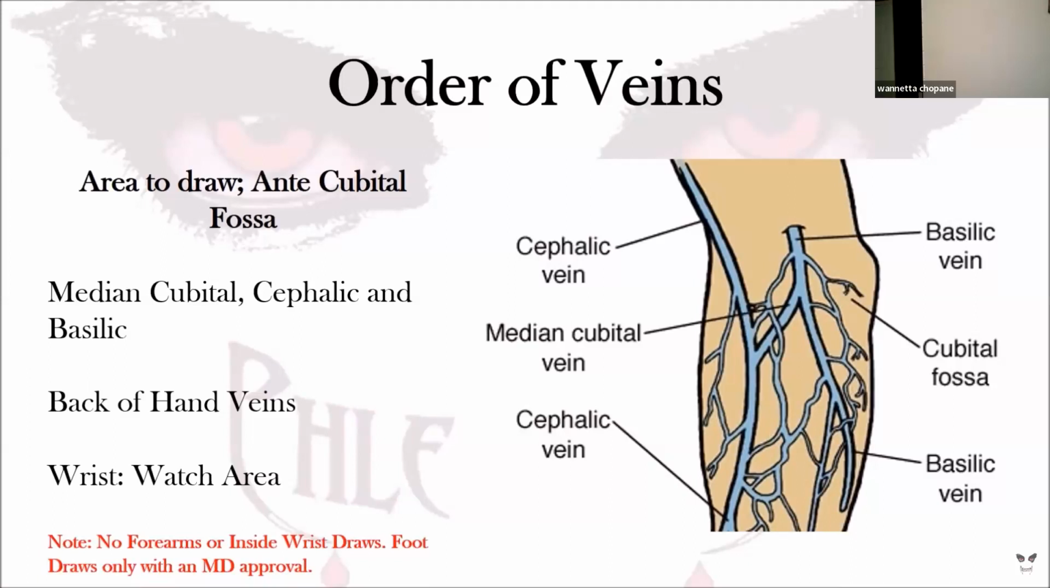And a final note, there are no forearm draws or inside the wrist draws. That is against the standard of care. And again, foot draws are only with an MD approval. So if there are no veins located anywhere in these areas, including the back of the hand and the wrist, then we would get an MD approval for a foot draw. And again, the forearm is not to be considered, or the inside of the wrist.